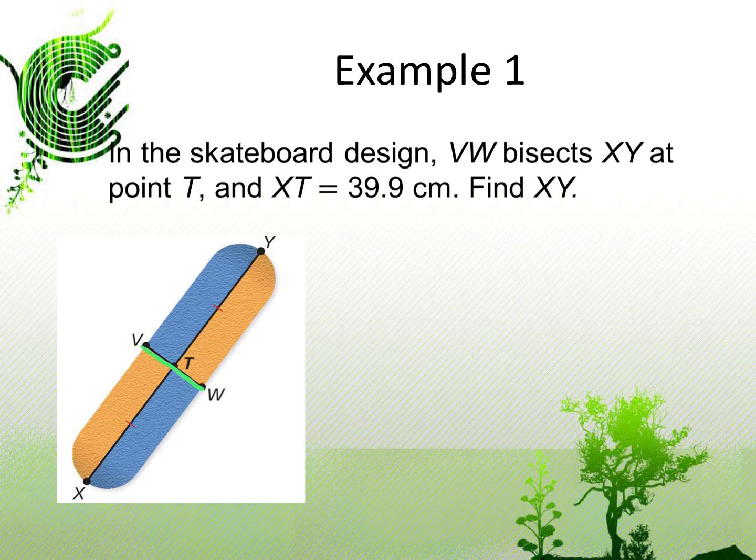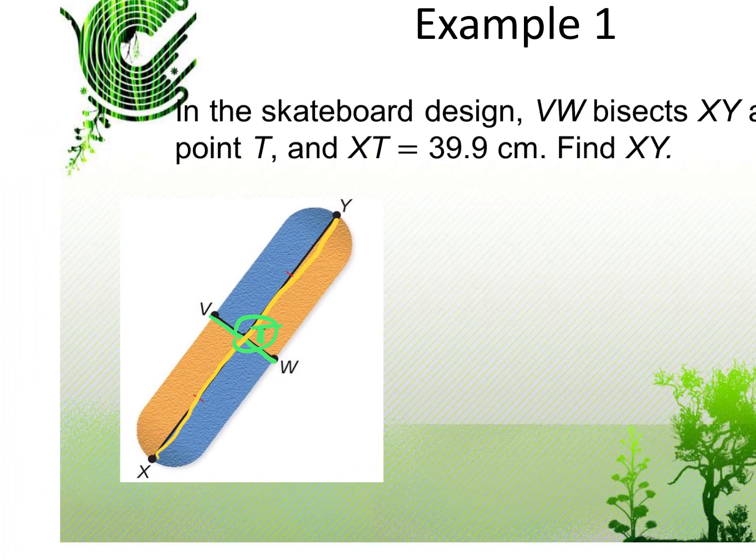And they're telling me that it bisects XY, which is here, at point T. So point T here is going to be that midpoint of XY. Now, if you zoom into the picture, you can see that they actually added congruency marks here. I sort of wrote on top of them. So that would be another clue if you're given a picture of something to tell if it was bisected by looking for those congruency marks.